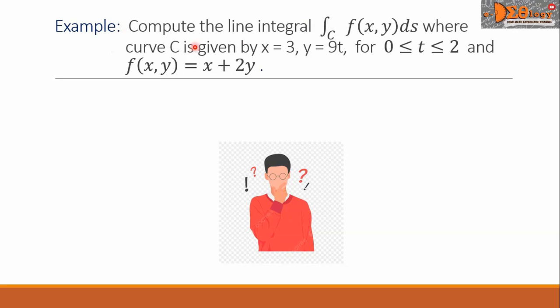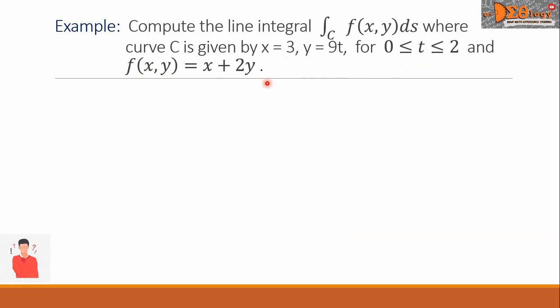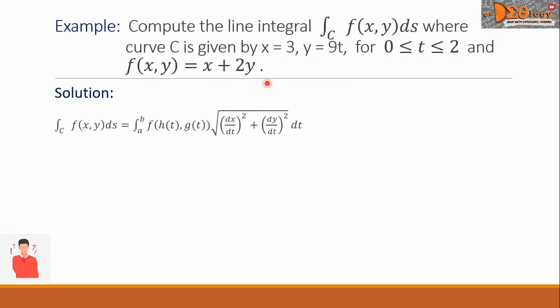For example, compute the line integral, the integral of f of x y times ds, where curve C is given by x equals 3, y equals 9t, for t between the values 0 and 2, and f of x y equals x plus 2y. First, let us write our big formula.